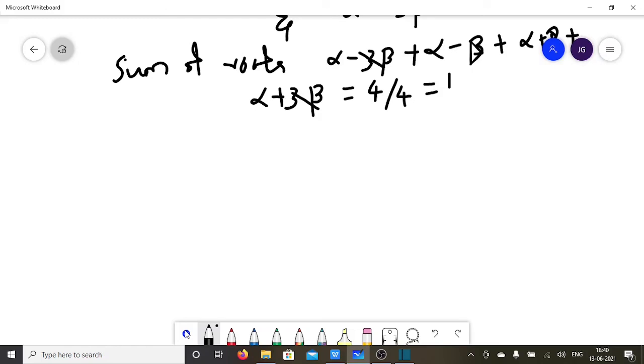The remaining term is 4 alpha equal to 1, which implies alpha is equal to 1 by 4.